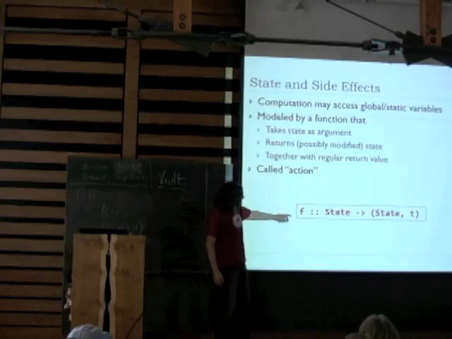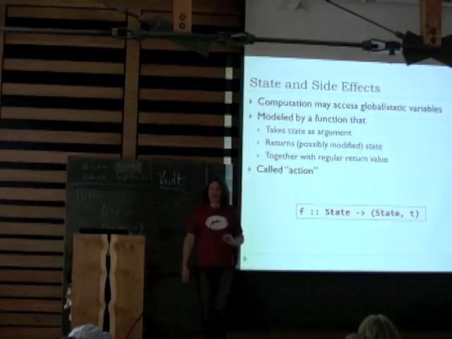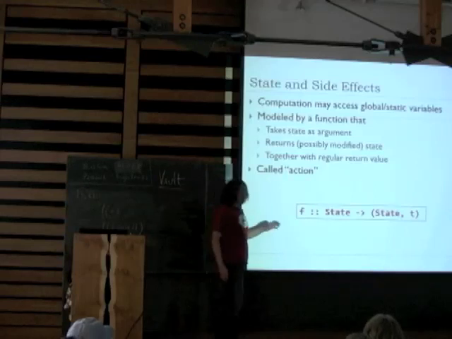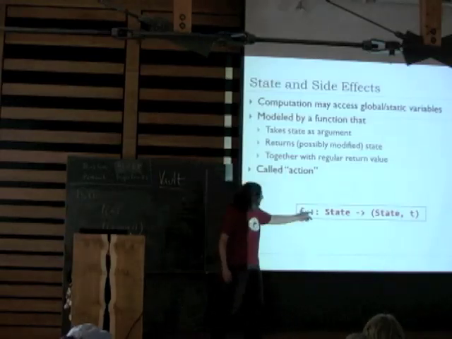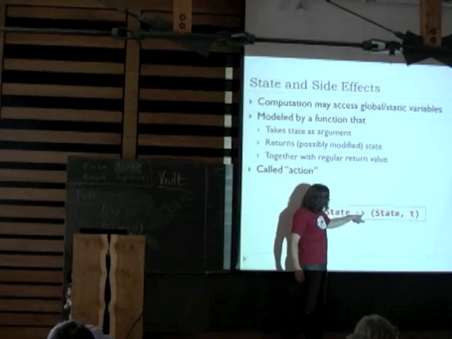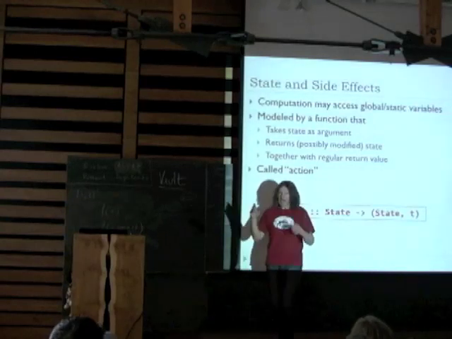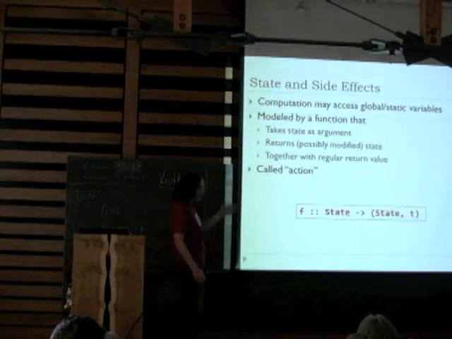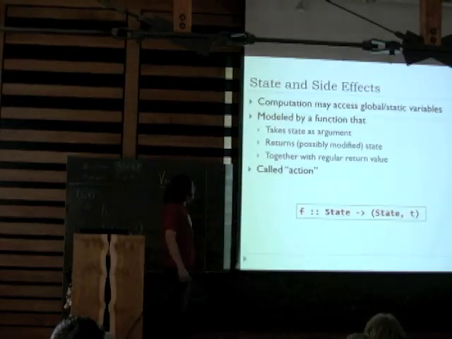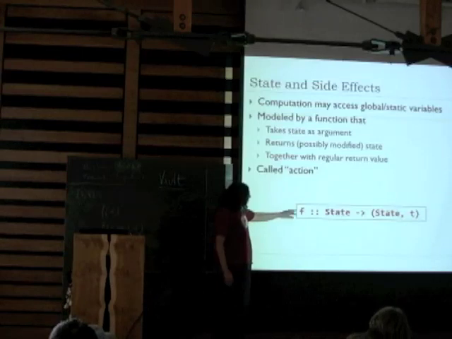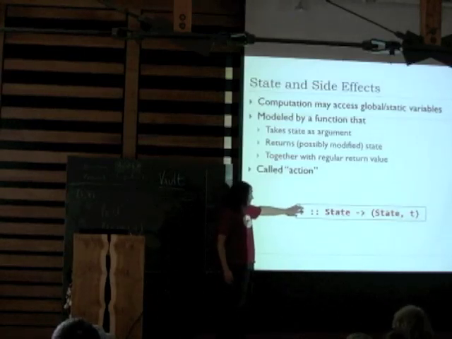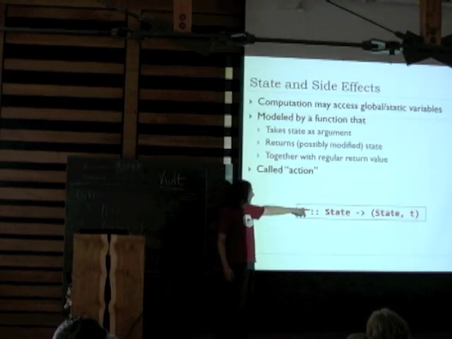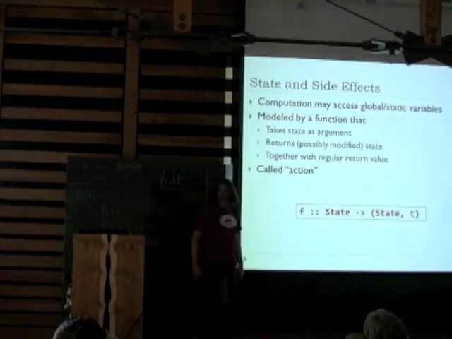So this is the simplest of these functions that you can think of. It actually doesn't take any arguments except state, right? And it returns a tuple: state and some value of arbitrary type t, depending on what computation you were dealing with. Okay, so this is called an action. And we'll be talking about actions a lot. Takes a state, returns a tuple.